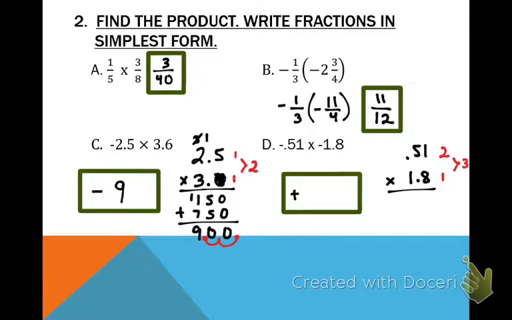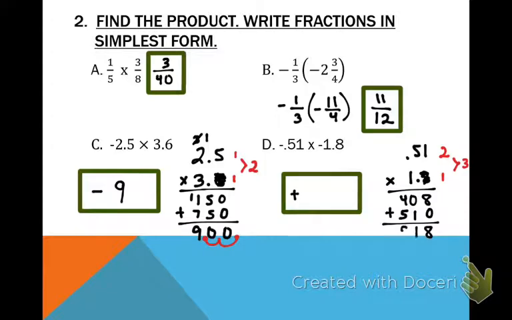Help me out with this, please, Vivian. 1 times 8? 5 times 8? Very good. Now I'm done with this number. I'm going to put 0 as a placeholder. Keep going. 1 times 1 is 1, and 5 times 1 is 5. Very good. When you add these together, what do you get?